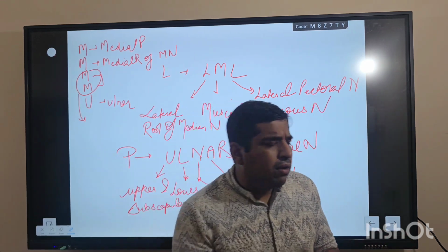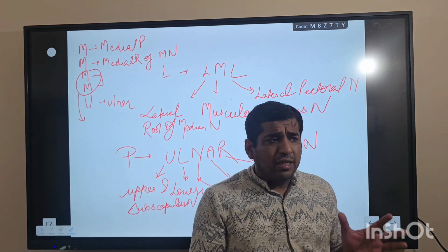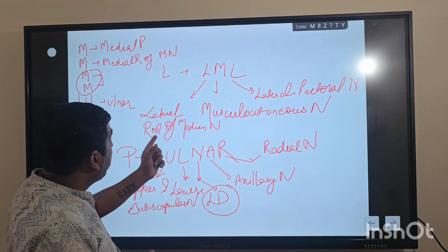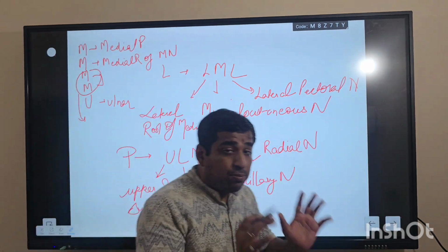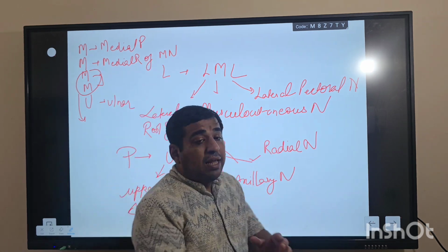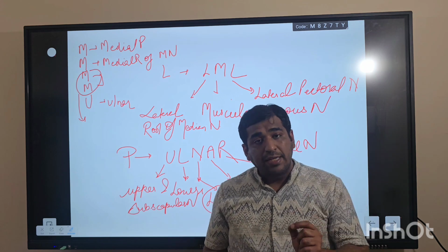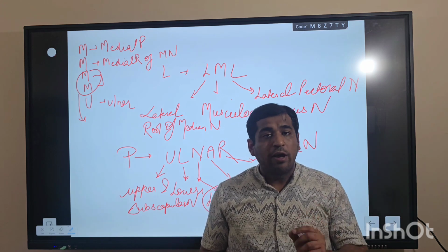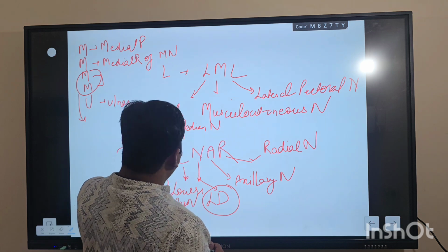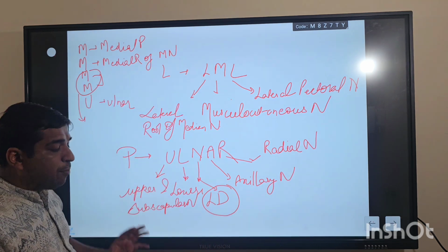Now we can see the branches and the muscles they are supplying. So we can see the lateral pectoral nerve is supplying the pectoralis major. The musculocutaneous nerve is supplying the flexor compartment of the arm, that is the biceps brachii, brachialis and the coracobrachialis. Then we have the lateral root of median nerve.